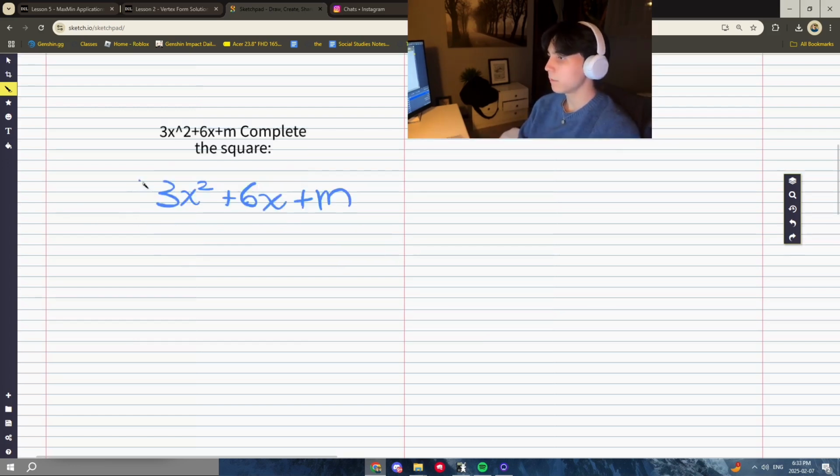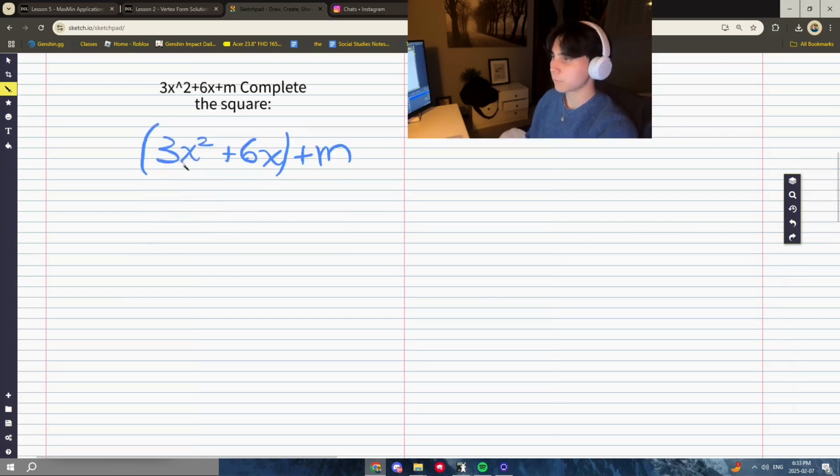So again, we're just going to group up the first two. We're going to group up a and b. And we're going to factor out whatever's in front of x. So in this case, we have 3 in front of x. So we factor out a 3. And 3 divided by 3 is 1. And 6 divided by 3 is going to give us 2x, plus m at the end.